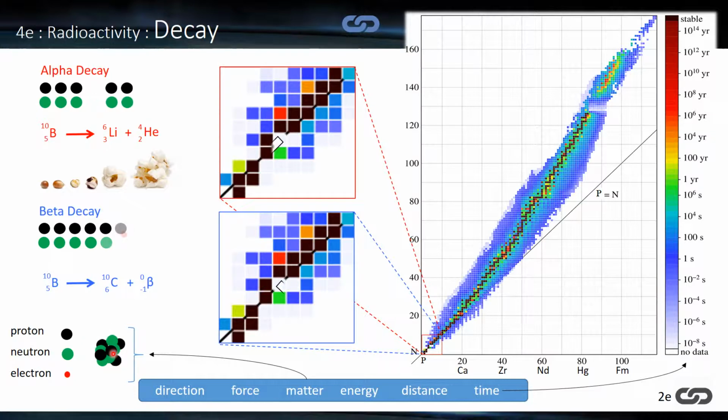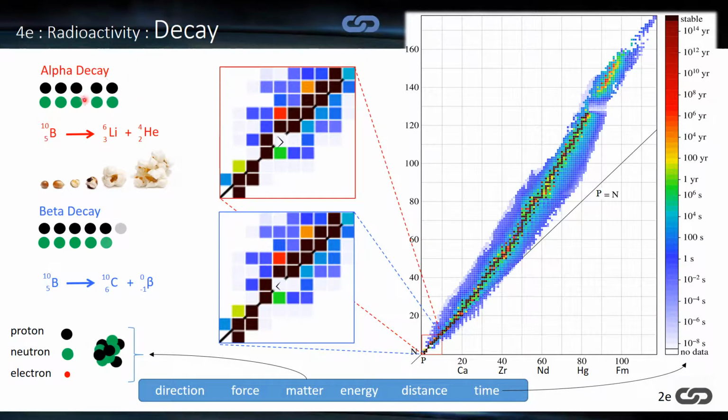So what is happening in the nucleus? Well, there's two basic processes we need to know about. The first is alpha decay. Now, decay is basically the nucleus splitting apart or changing in some way, which causes it to throw out a piece of radioactivity, either alpha, beta, or gamma.